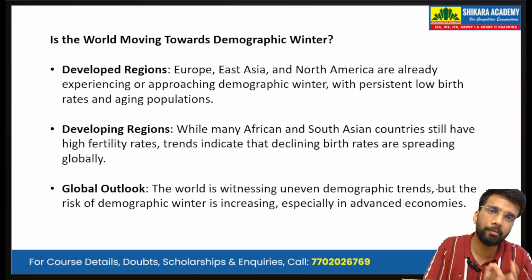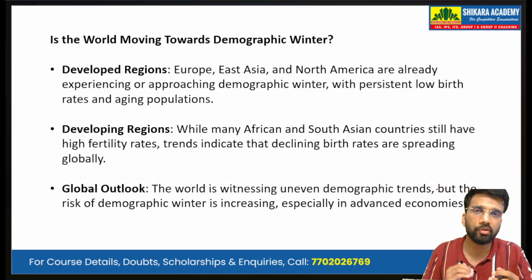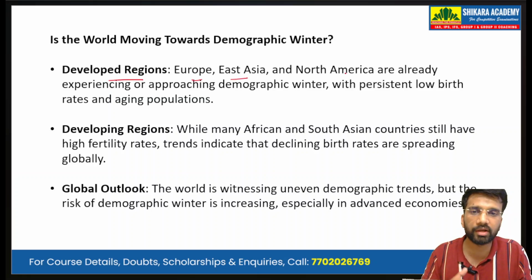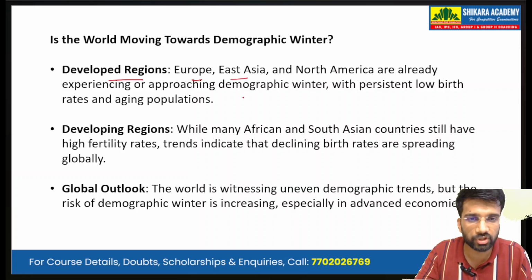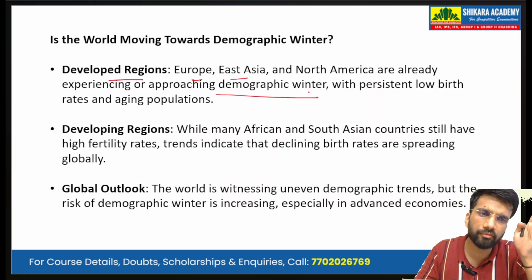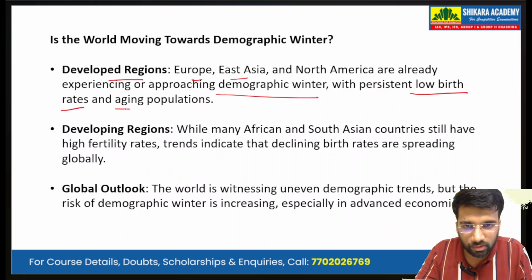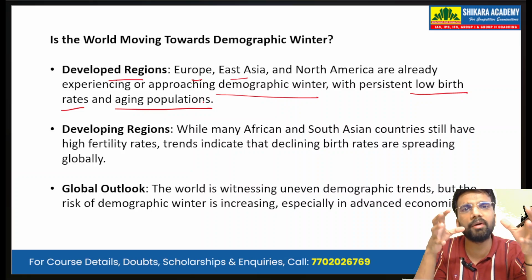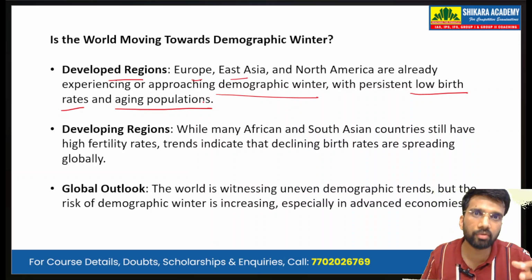Now, we discuss the second part of the question. Is the world moving towards demographic winter? So we write about the developed regions. In Europe, East Asia and North America, these places are already experiencing or approaching demographic winter with persistent low birth rates and aging population. So the persistent low birth rates and the aging population has become a key feature of these regions, and it is coming out to be a huge challenge for the governments over there.